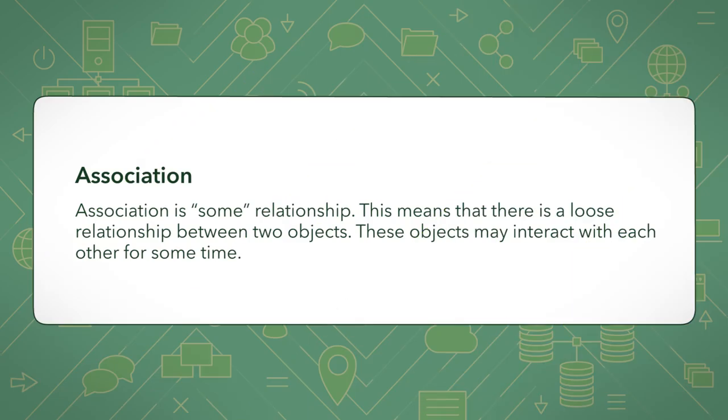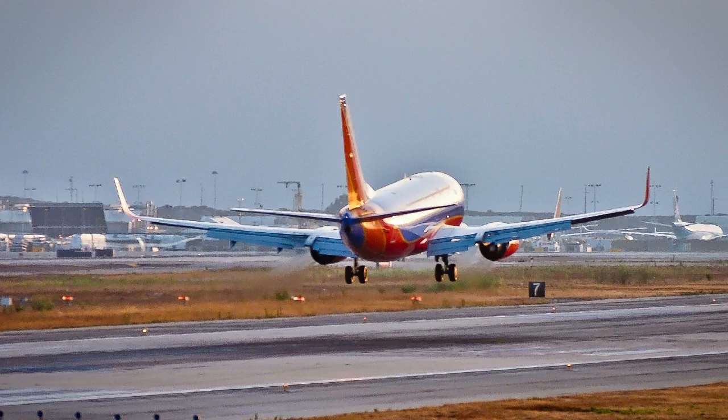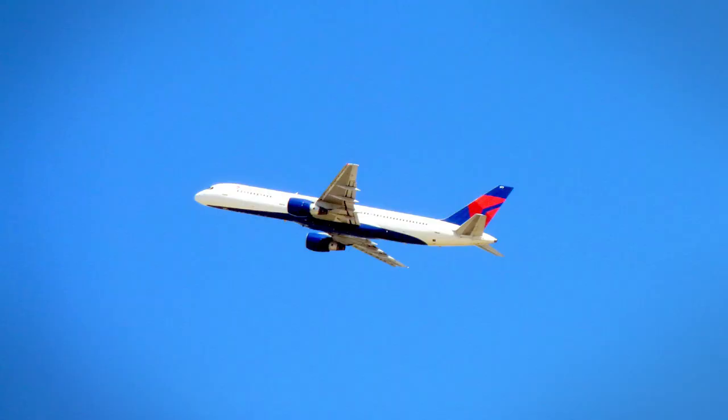Association is some relationship. This means that there is a loose relationship between two objects. These objects may interact with each other for some time. For example, an object of a class may use services/methods provided by an object of another class. This is like the relationship between person and airline. A person does not generally own an airline, but can interact with one. An airline can also interact with many person objects. There are some persons and some airlines. Neither is dependent on the other.